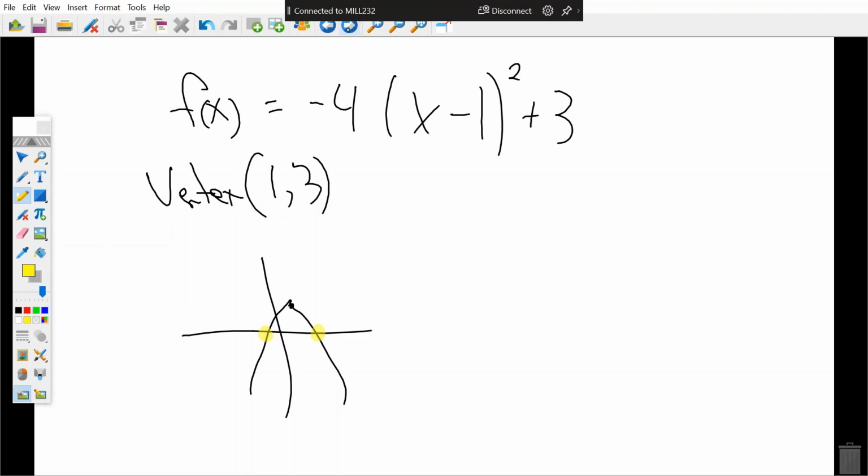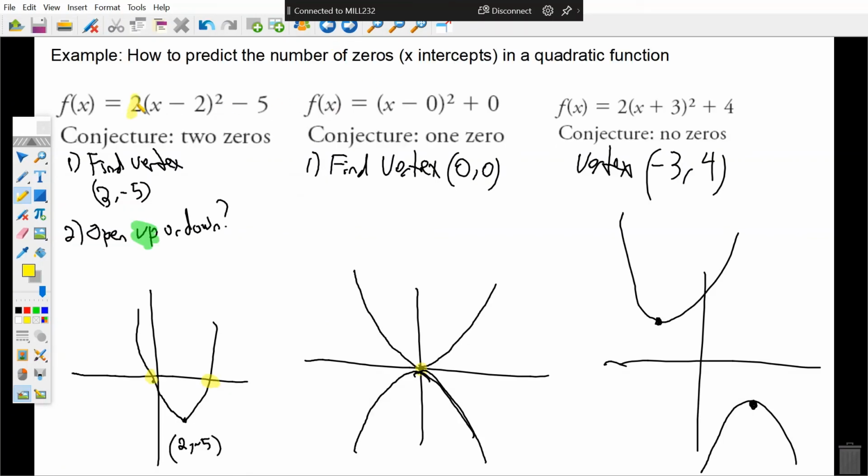Wait, why did it go down? Because the A is negative. If this first number is negative, it always opens down. If it's positive, it always opens up. Oh. So you plot the vertex and then look at that A value. Oh, I thought it was the X. No, no, it's always right here, whatever this is. Okay?